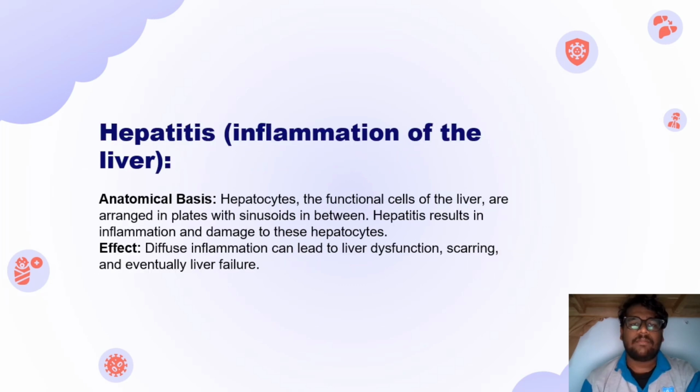Hepatitis, inflammation of the liver. Hepatocytes, the functional cells of the liver, are arranged in plates with sinusoids in between. Hepatitis results in inflammation and damage to these hepatocytes. Diffuse inflammation can lead to liver dysfunction, scarring, and eventually liver failure.